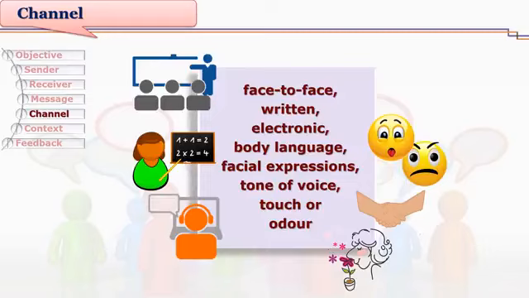Many a times the channel is written. Written words can be the message. The channel is electronic when we record videos, when we show some experiments through videos, or whenever there are interactive packages through which learners interact with the content. There may be some electronic devices through which learners interact, experiment and learn something. Teachers' and learners' and friends' body language, facial expressions, tone of voice, touch or odor also play significant roles as channels.